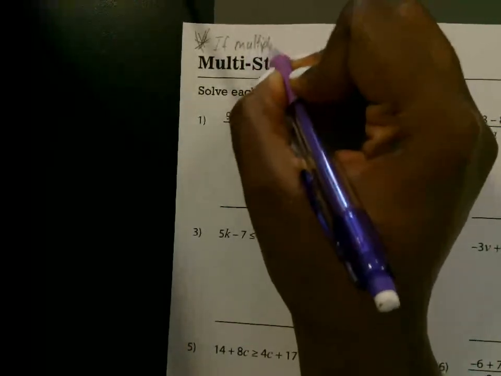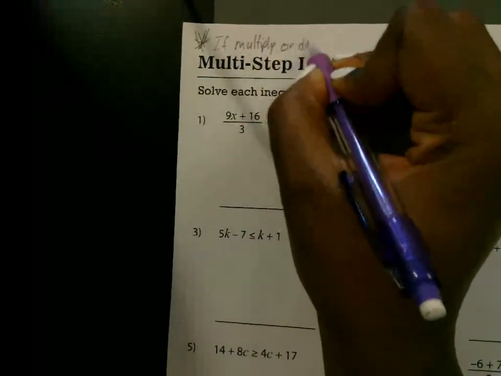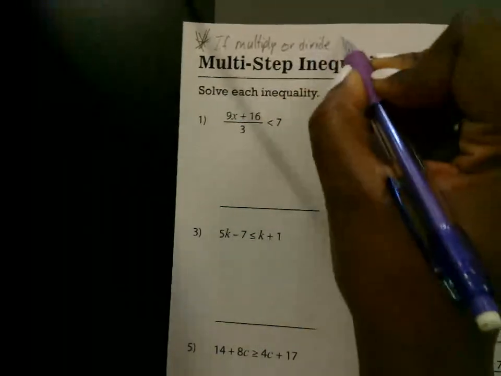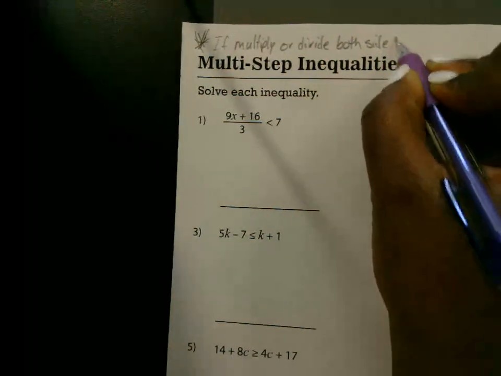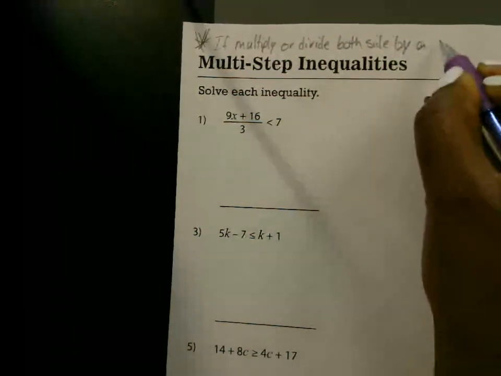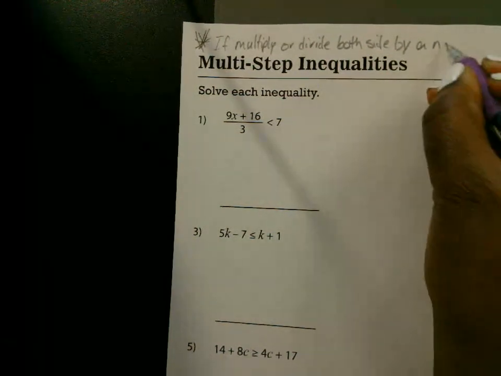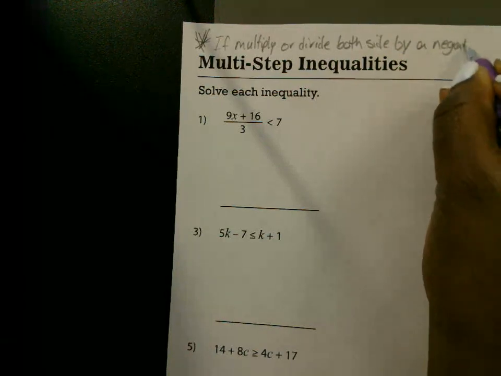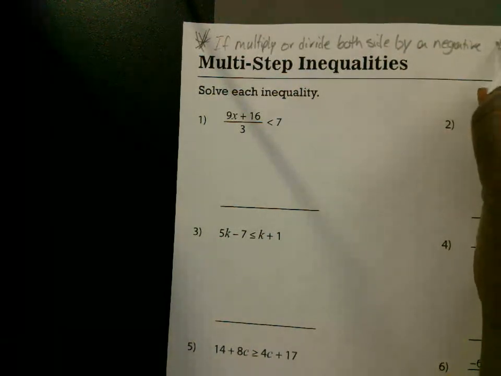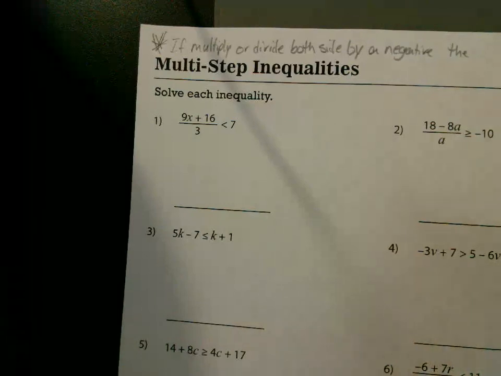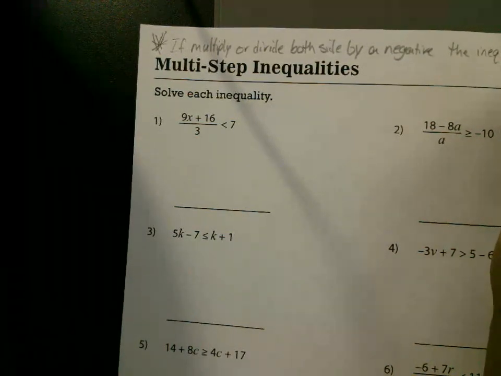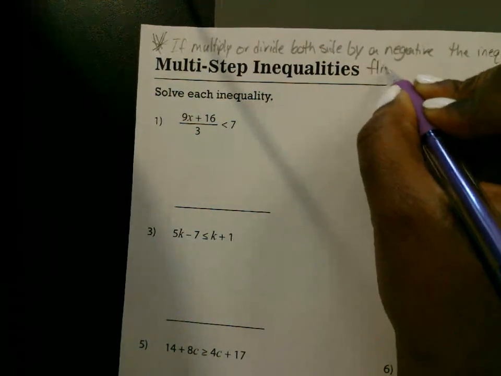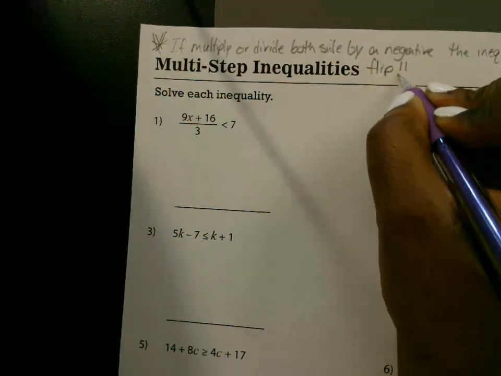If you multiply or divide both sides by a negative, the inequality flips. Super duper important.